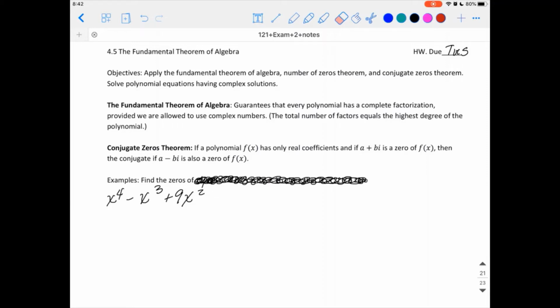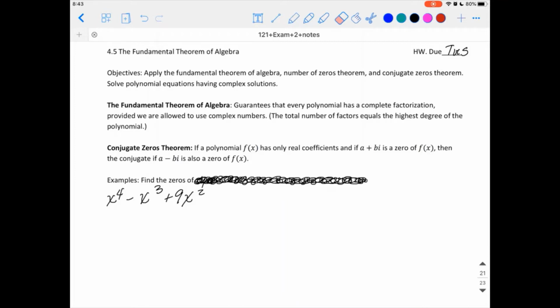So first off, I wanted you to modify the notes and scratch off what I did. And the example is just to find the zeros of x to the fourth minus x cubed plus 9x squared with no factors given, no k values, no zeros, nothing. Okay, so what does the fundamental theorem of algebra say?